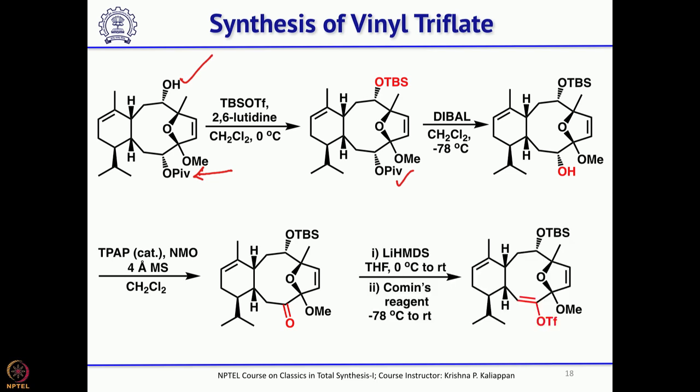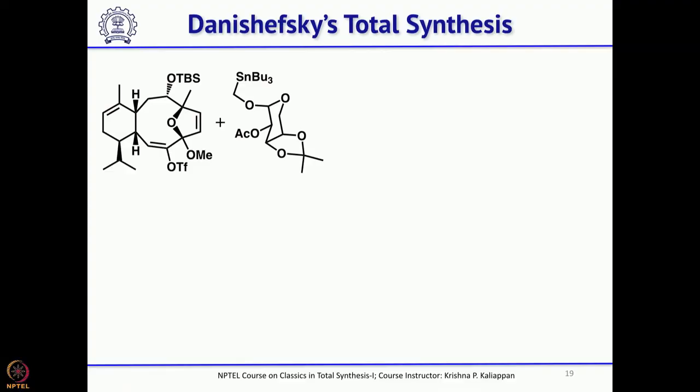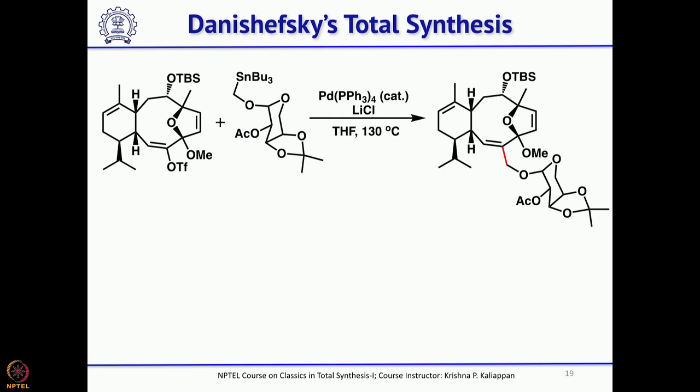So once you have the ketone, the next step is to make the enol triflate. This was successfully done by making the enolate with lithium hexamethyldisilazide, and the triflate was introduced using the well-known Comins' reagent. So now the enol triflate is made. That means the whole carbocyclic core structure of eleutherobin is ready, and we have already discussed the synthesis of the sugar fragment. So what we need to do is couple this triflate with the tin derivative using Stille coupling, and the Stille coupling worked very well with tetrakis palladium to give the complete structure of eleutherobin.